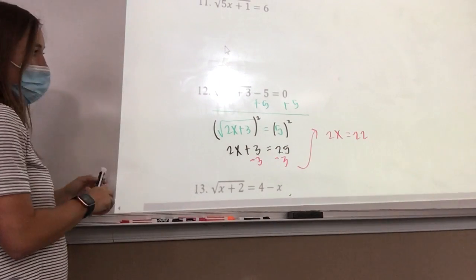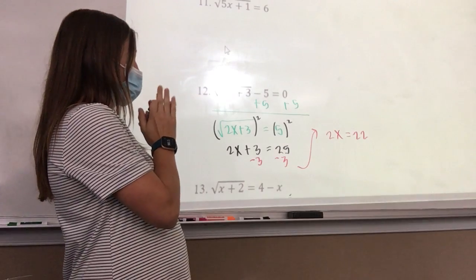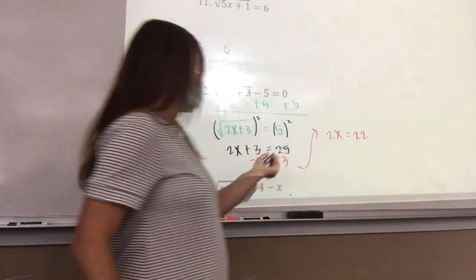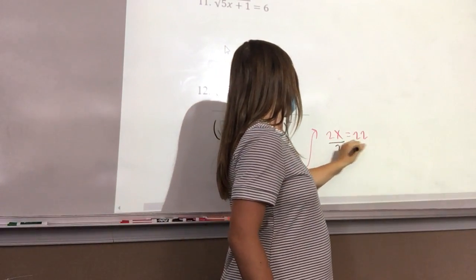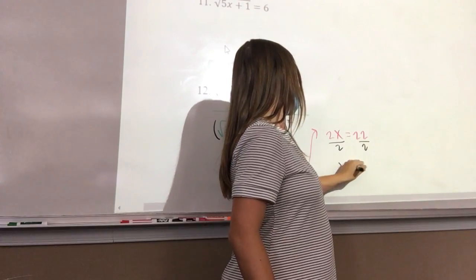And then what? Almost done. Divide by 2. X equals 11.